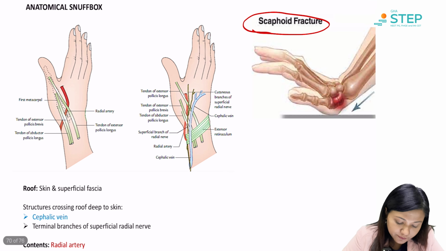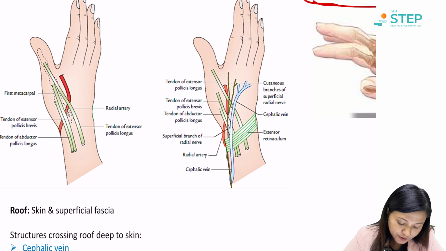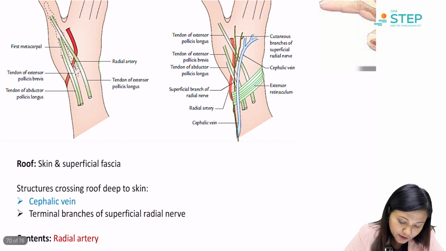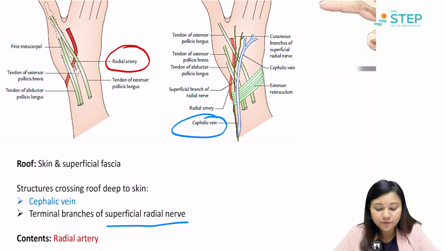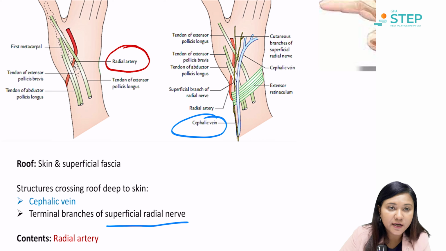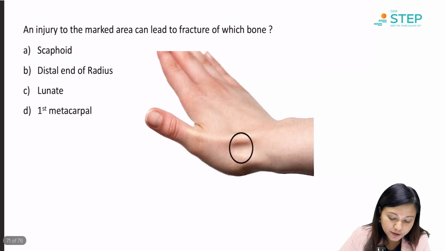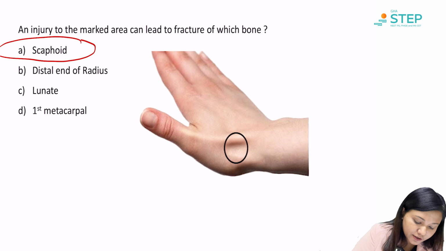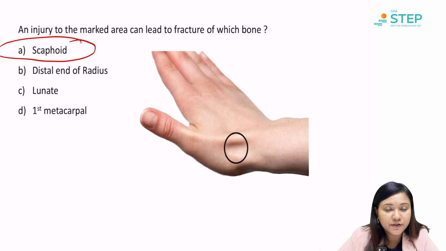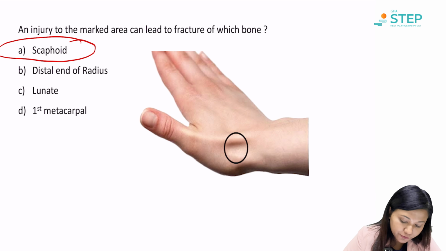Now, what are the contents of the anatomical snuff box? The main content is the radial artery, and in the roof you will get the cephalic vein along with the superficial radial nerve. Those are questions which might be asked again regarding the anatomical snuff box. So the answer here is that a fall on an outstretched hand will lead to scaphoid fracture, because it forms the floor of the anatomical snuff box.